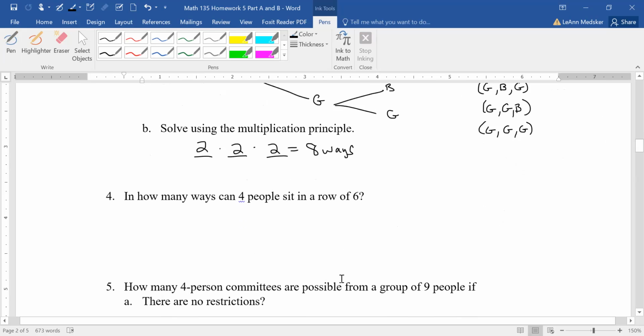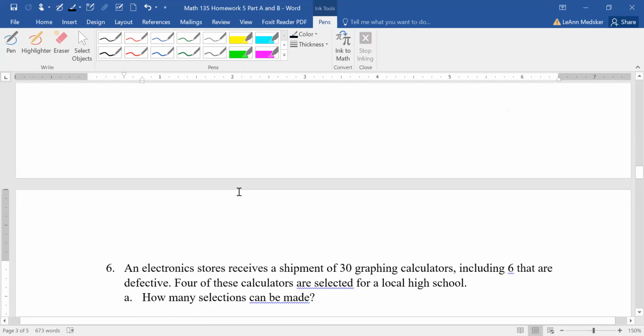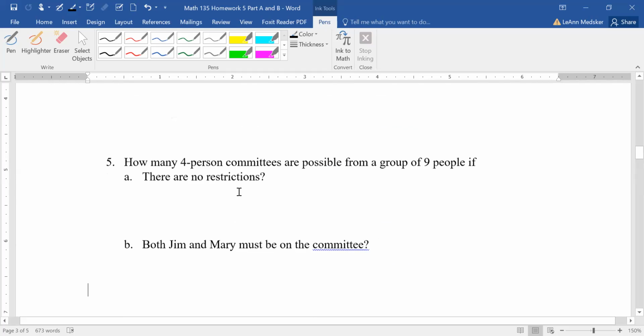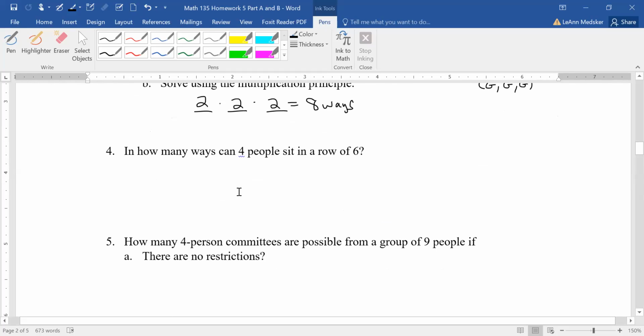Okay, so in how many ways can 4 people sit in a row of 6? For these next couple of problems, we're getting into section 7.4 on the difference between permutations and combinations. In permutations, the order matters, and in combinations, the order does not matter. You're usually picking a subset from a larger number of things.